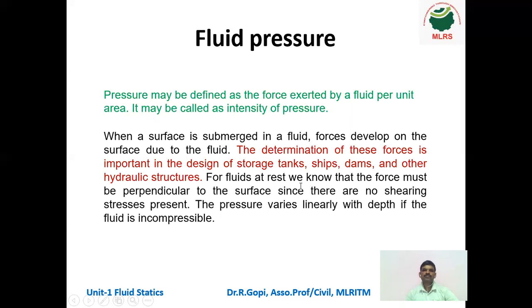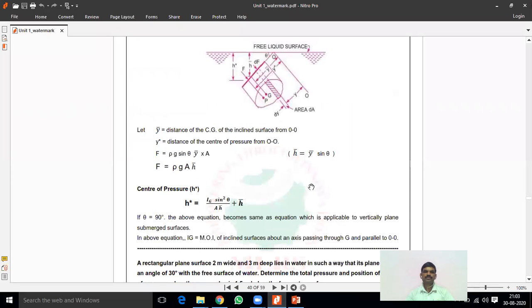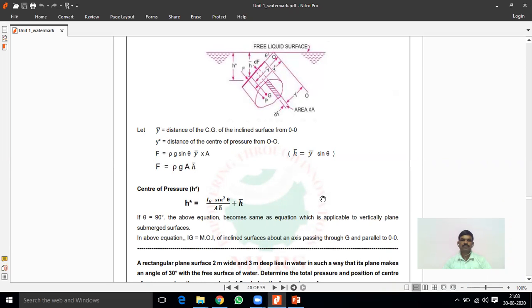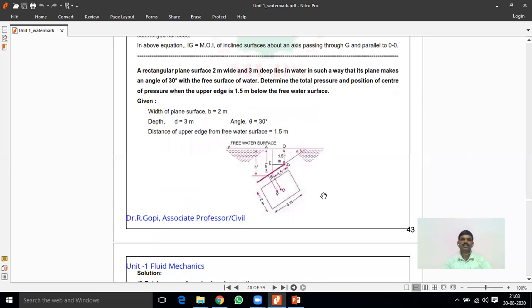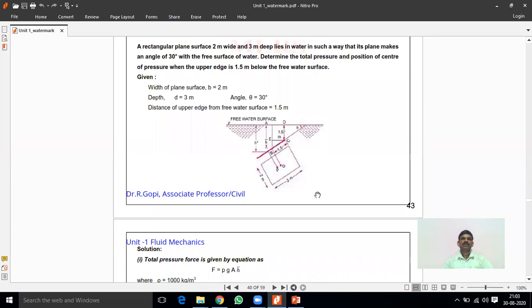So now we will move to the next problem. So one more problem in rectangular section. A rectangular plane surface 2 meter wide and 3 meter deep lies in water in such a way that its plane makes an angle 30 degree with the free surface of water. Determine the total pressure and the position of center of pressure when the upper edge is 1.5 meter below the free water surface.